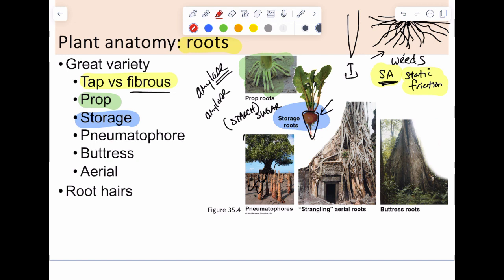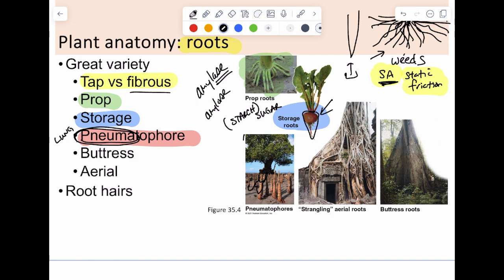Anyways, metaphors. Pneumo means lung. So these are roots meant for breathing. Why would you need to have roots that can breathe? Because roots are alive. They need oxygen too. It's why when you have your plants and you don't drain them and you just keep dumping water in, you're like, let the plant die. Because you smothered it. It drowned in the water.